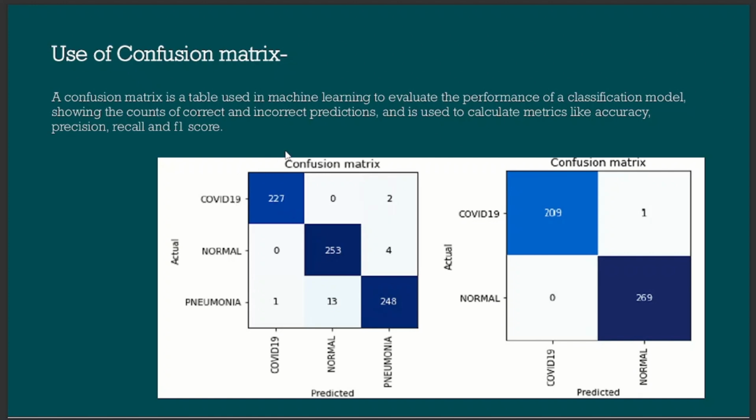These are the true scenarios. The diagonal values are true scenarios, which means the model predicted these correctly. 227 records were predicted correctly for code 19 class.